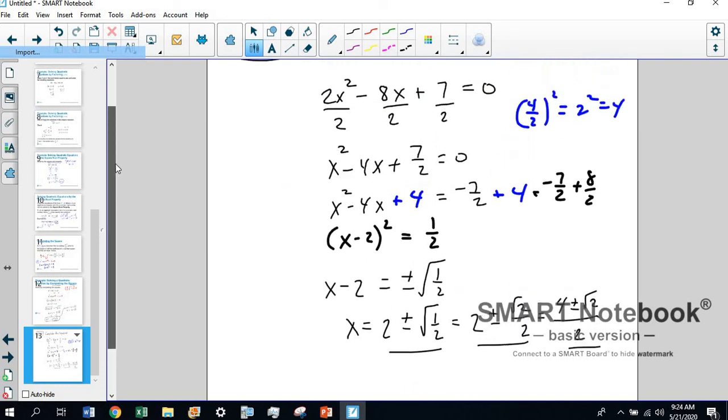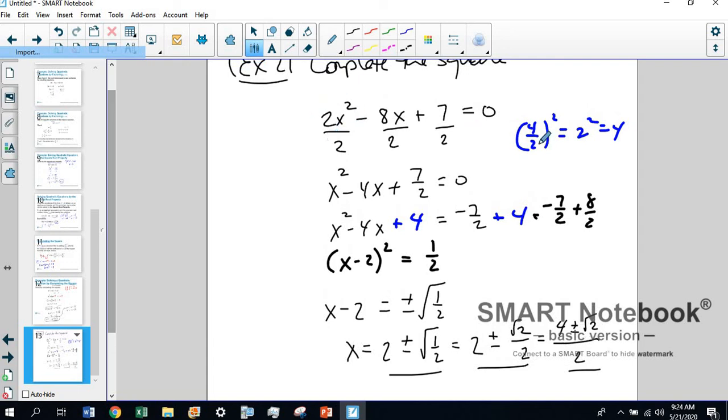So the only difference if you have a number out front that's not a 1 is you have to divide everything by that, both sides. Everything gets divided by 2, both sides, but 0 divided by 2 is just 0.